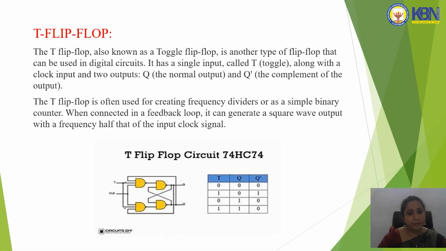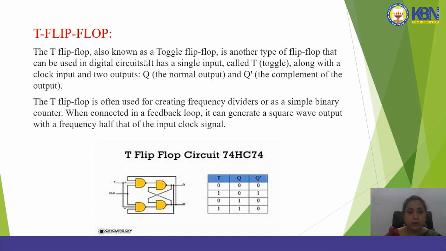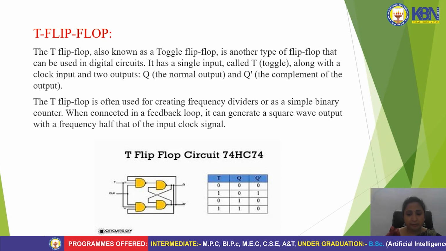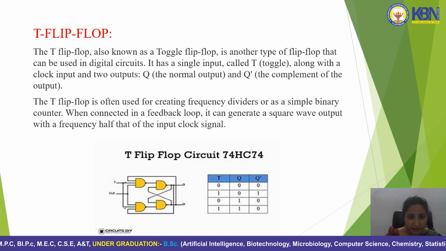Next, the T flip-flop. It is also known as the toggle flip-flop, and is another type of flip-flop used in digital circuits. The T flip-flop has only a single input and two outputs. The outputs are the normal output as well as the complement of the output. Before the T flip-flop, we saw two types of flip-flops. There they have two inputs, but in the T flip-flop we have only a single input.